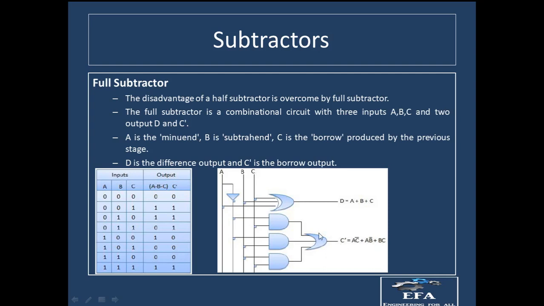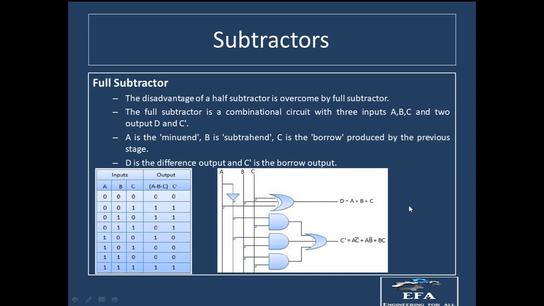And if we turn it into the... no, one second, there's a mistake over here. There should be A complement C. So A complement C plus AB complement plus BC. So this will be our final output. Again you can make the circuit for the borrow part. So in this way you can make the full subtractor.